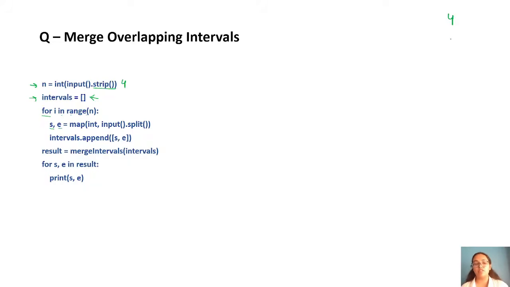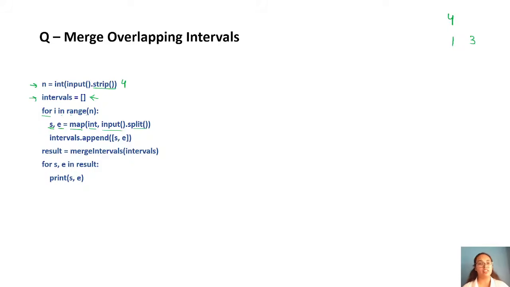So it is something very similar. The first is 1 and 3, right? Now if you want to take the input of 1 and 3 and store it in 2 variables, how would you do that? You will do it like s comma e, taking 2 variables, and map them as int, with the int data type, input dot split. So first 1 and 3 will be split into 2 entities. So 1 and 3, now both of them are going to become integer format.